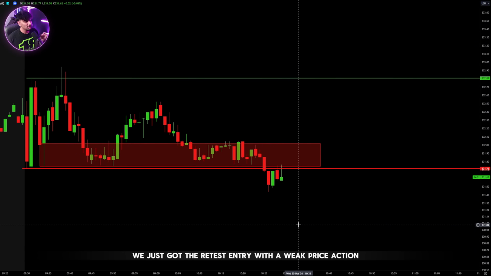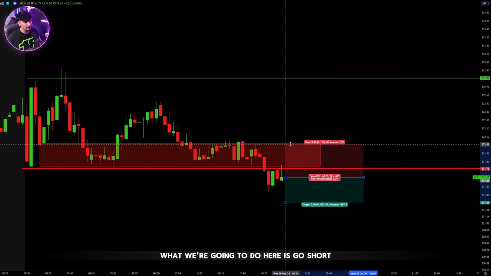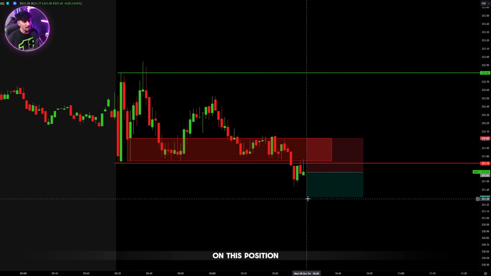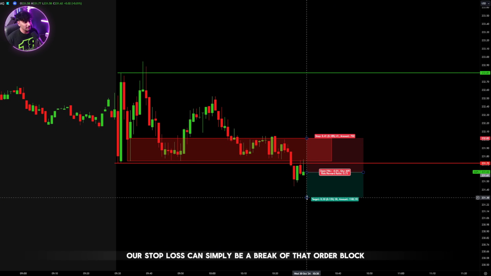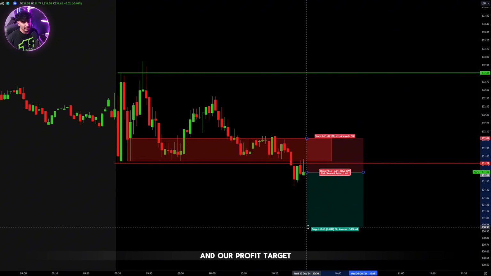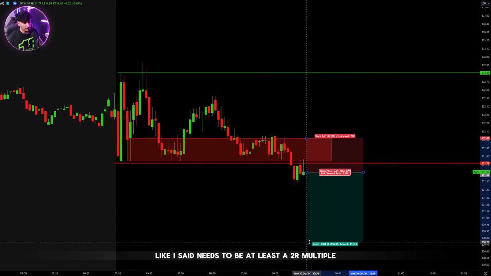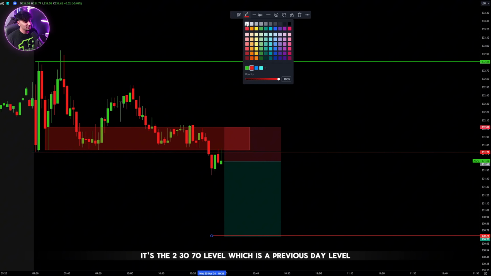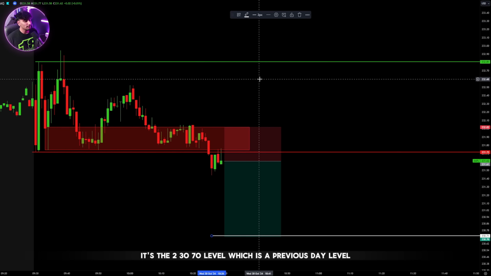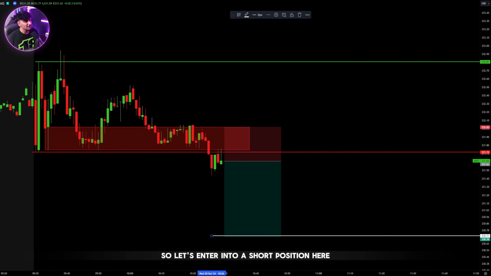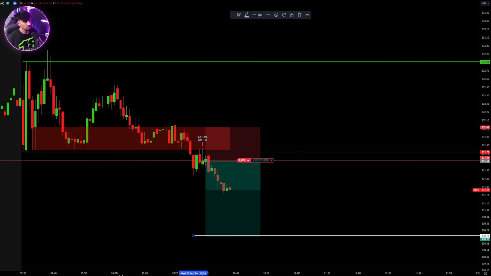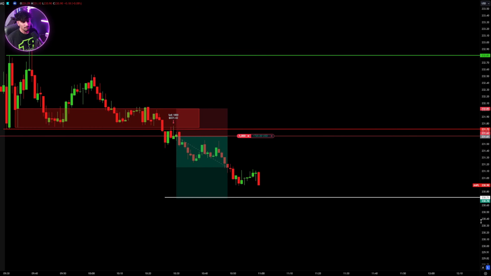And right here, we just got the retest entry with a weak price action candle. So what we're going to do here is go short on this position. Our stop loss can simply be a break of that order block, and our profit target, like I said, needs to be at least a 2R multiple. In this example here, it's the 230.70 level, which is a previous day level. So let's enter into a short position here and see exactly what happens.